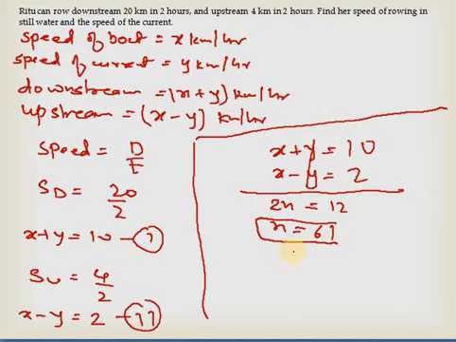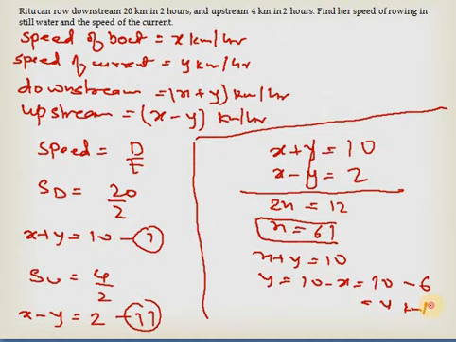2x is equal to 12, x is equal to 6. Once we have the value of x, we can substitute. So x plus y is equal to 10, so y is equal to 10 minus x, which is 10 minus 6, 4. It's 4 kilometers per hour, and the other was 6 kilometers per hour.